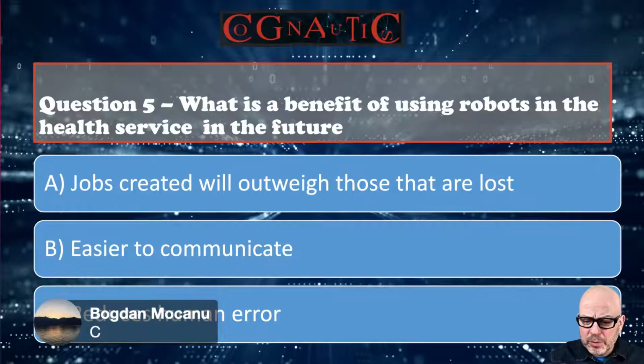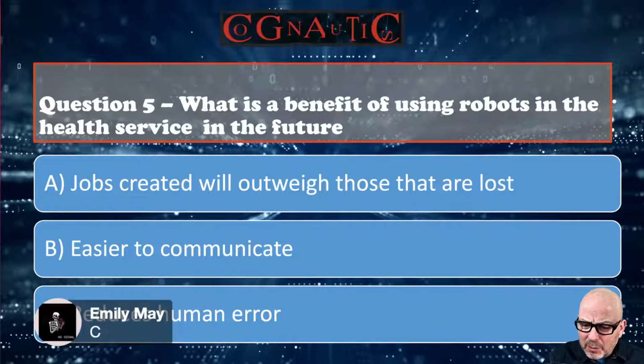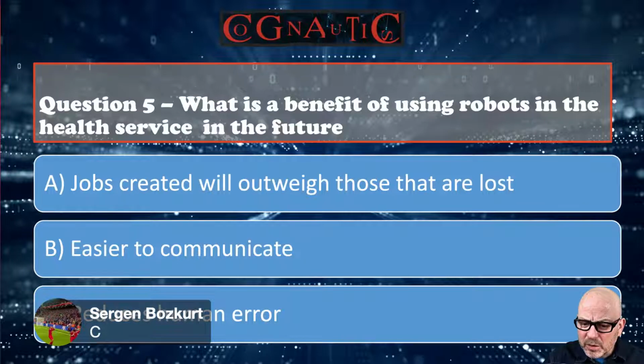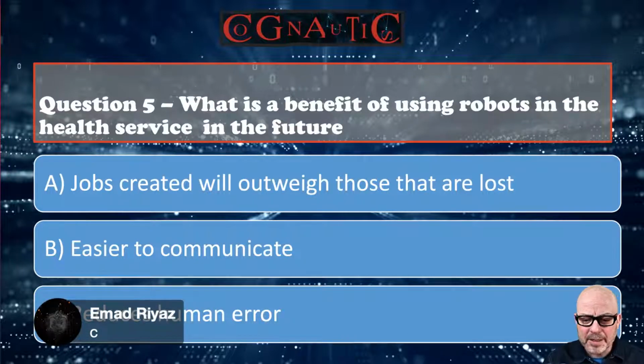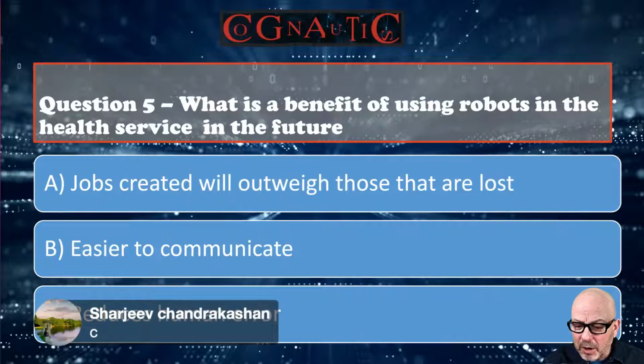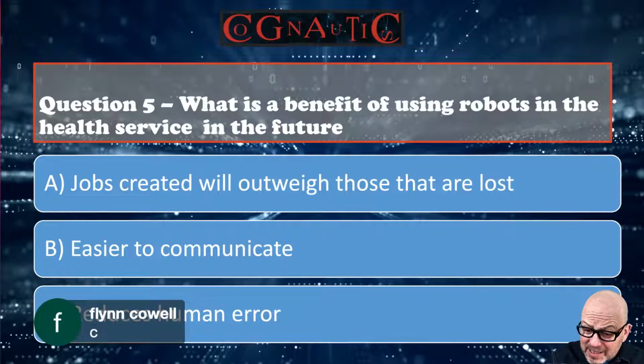So what have we got? We've got Swift Blade with a C. Wow, we've got Emily May with a C. We've got Sergen with a C. We've got Conso Bonso with a C. We've got Emma. Well, I mean, who am I to argue? We've got Sharji with a C. We've got Flynn with a C.